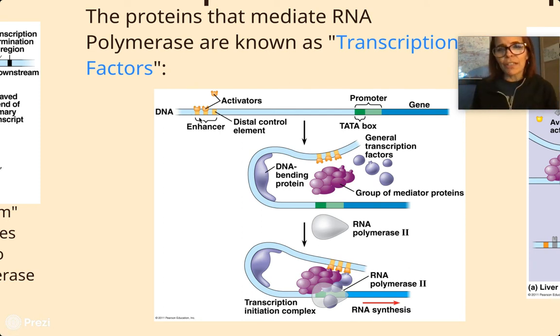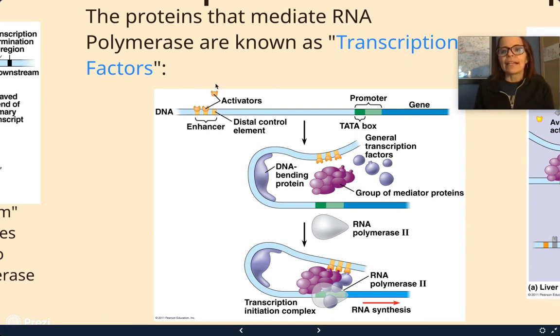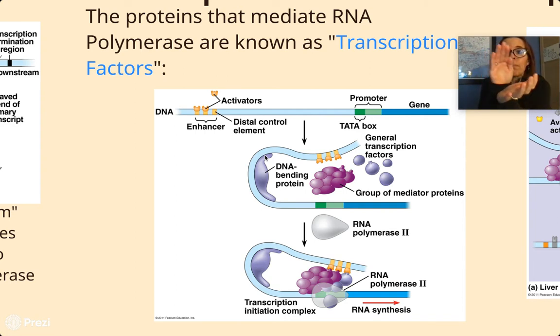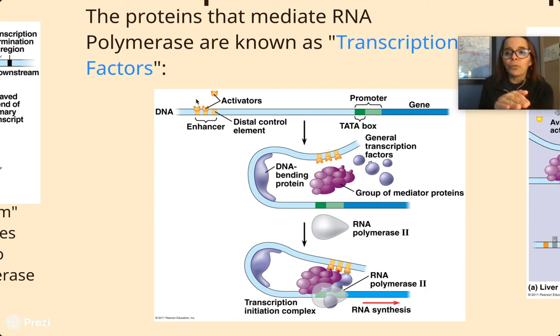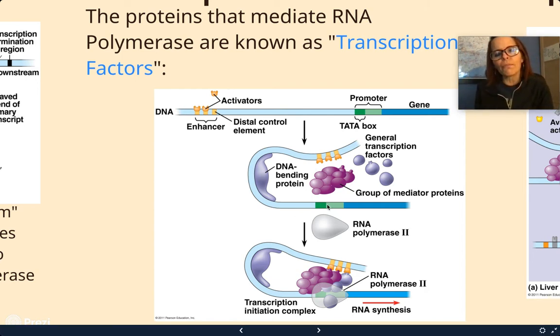So if activators are present, they click onto the enhancers that could be a long ways away. And now there's going to be this DNA bending protein. You don't need to know the name of it. Just be aware that the DNA can bend over. And even though this enhancer is thousands of letters away, we can bring it really close to the promoter.